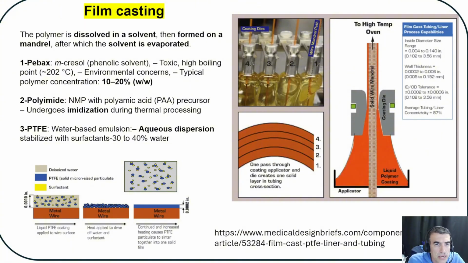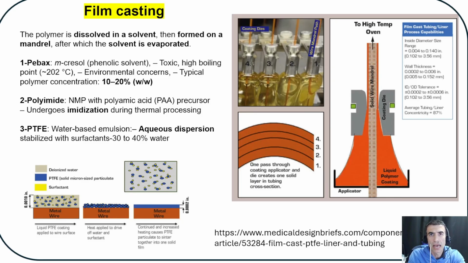For film casting, I'm using the pictures from this website, an article that has very good pictures that show how film casting is performed. Film casting basically is first dissolving the polymer pellets, usually in granule form, in a solvent, creating a solution of the polymer, and then using a mandrel and doing a dip molding.